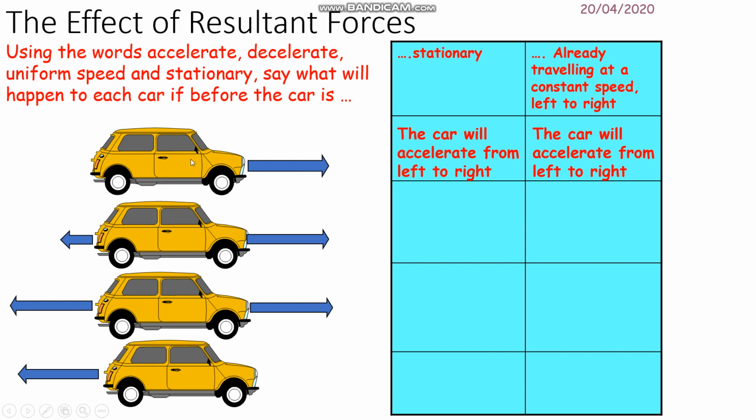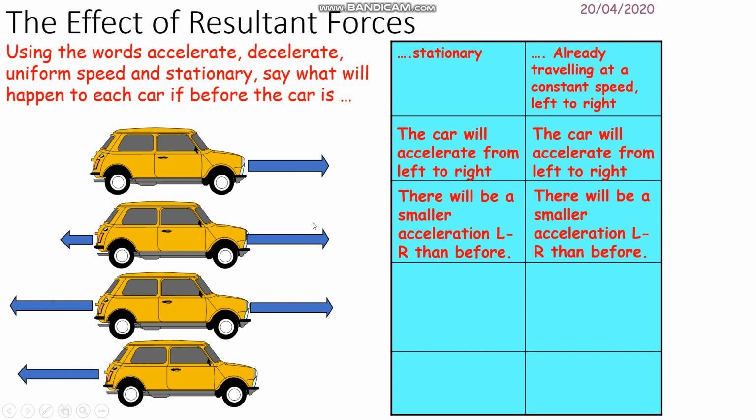So imagine if it's going at 30 miles an hour, it will accelerate to 40 or 50 or whatever. In the second example here, the resultant force is smaller because you've got the same size forward force going from left to right, but another force acting right to left, which is going to try and counteract that. So when we add a positive force to a negative force, we're going to get a slightly smaller resultant force, which means the acceleration will be slightly smaller, but again in the direction of the resultant force, left to right. And similarly with the car moving initially at a constant speed.